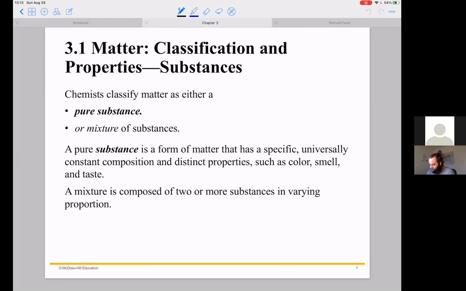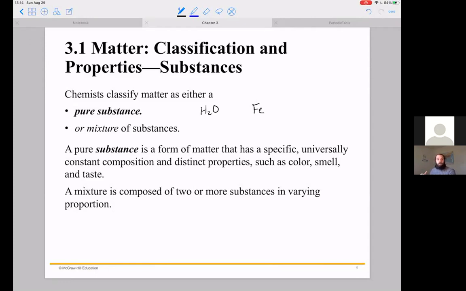A good, very simple example would be something like water, which would be a pure substance, has its own distinct properties, as well as a particular metal. So something like iron, if you had a block of iron, that would also be a pure substance.